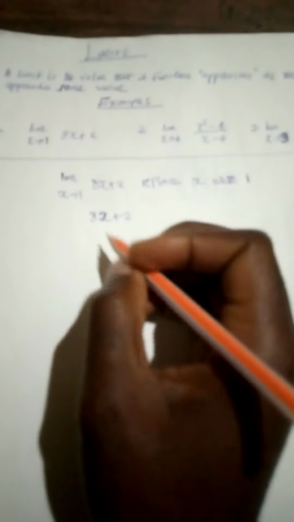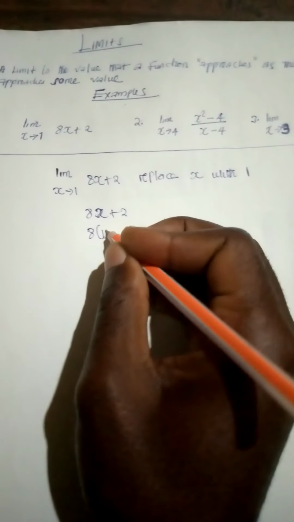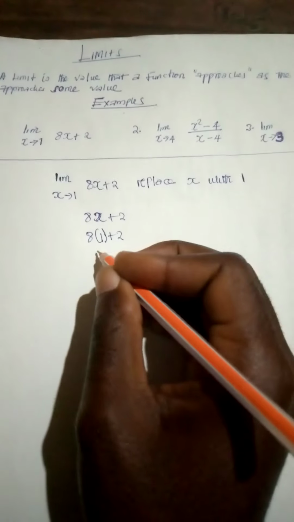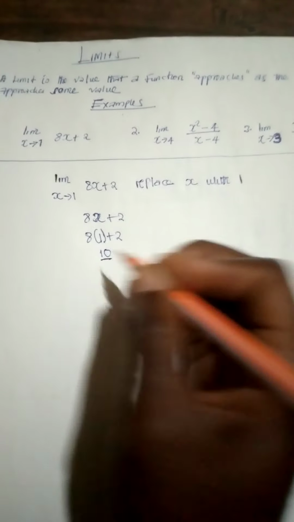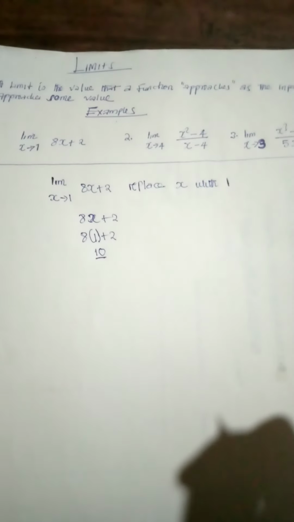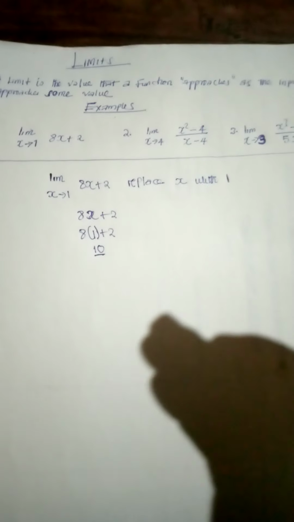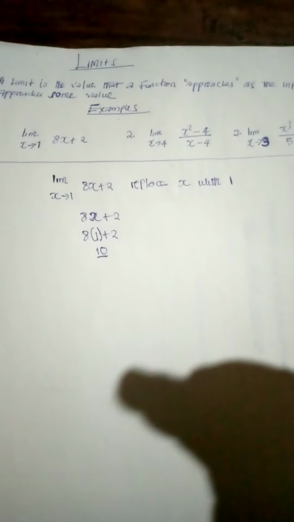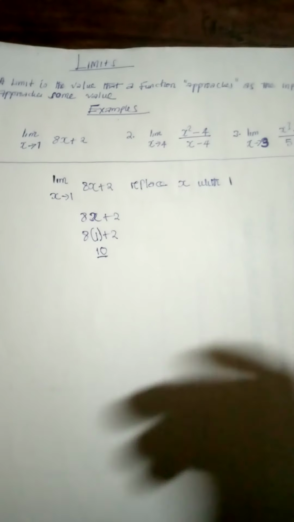For the first one, we replace x with 1. We have 8x plus 2. When we replace x with 1, we get 8, put 1 there, then plus 2, which gives us 10. So this is the value that this function approaches when this input is put in. It's just done by testing. Is this function defined when x is given the value 1? If the answer is yes, then we just plug in. That is method number 1.